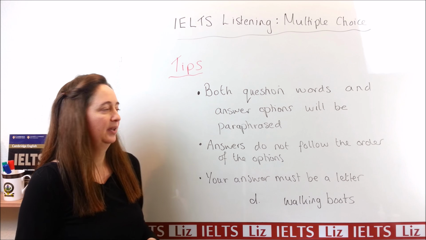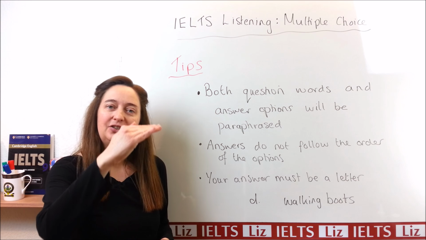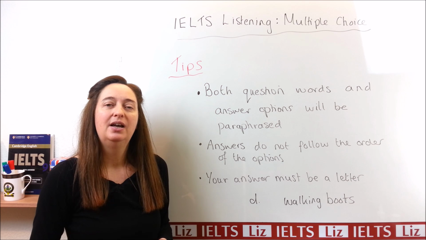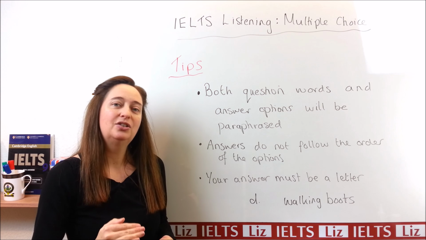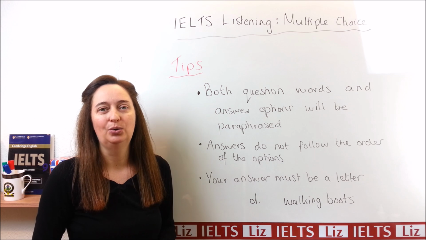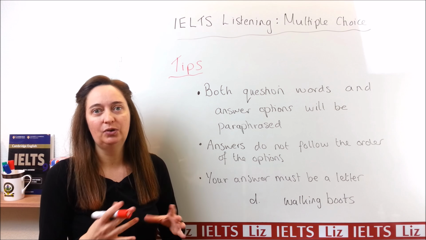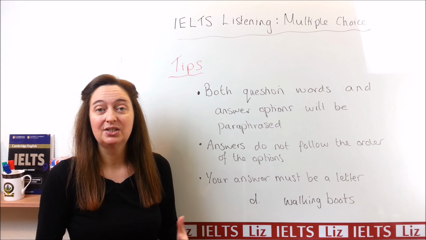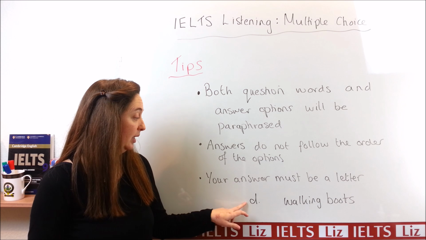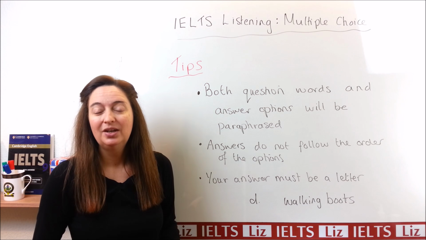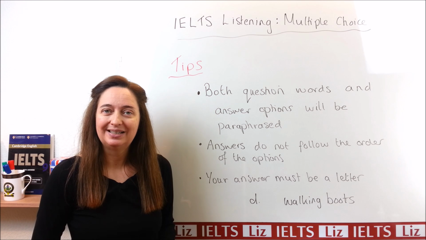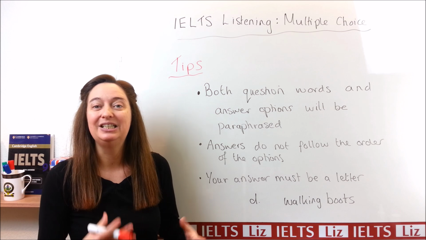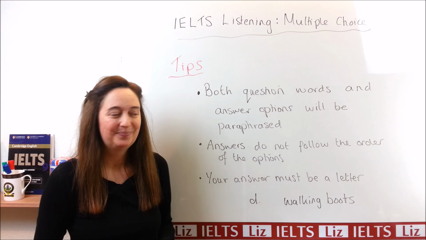The next one, as you saw, we had a list of possible answers, but the answers do not come in that order. They come in all different orders. So the first answer was walking boots, but walking boots was option D. So don't try to follow that list. The answers will come in different orders.